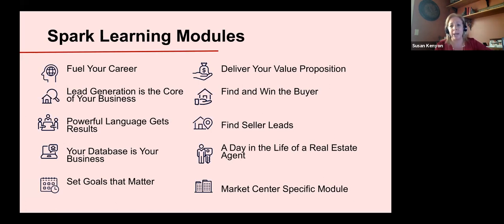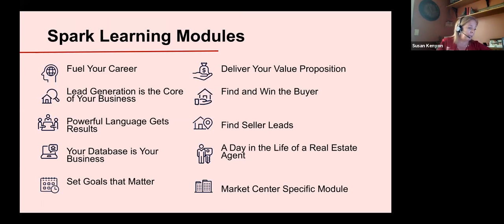After that, there is Powerful Language Gets Results. What you say matters. That's why you script. That's why you're on purpose. It's what you say to yourself that matters and what you say to other people that matters. If you don't believe it yourself, you're not going to be authentic and transparent when you communicate with other folks about buying and selling and investing in real estate. So be mindful of your language when you're talking with people and when you're talking to yourself.